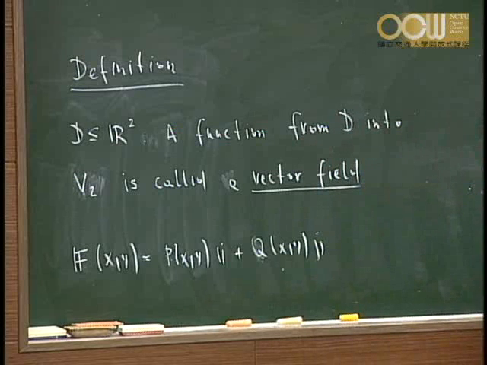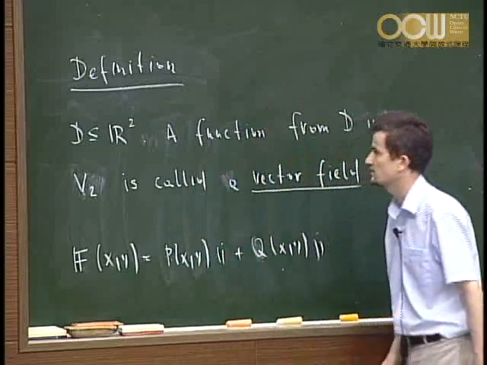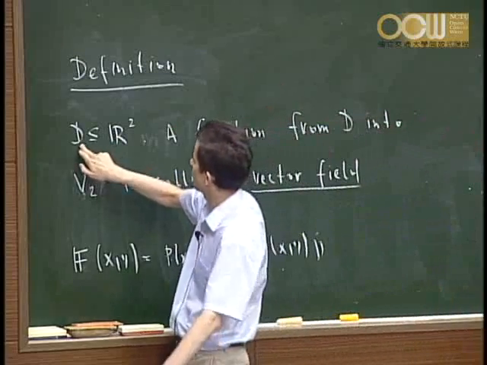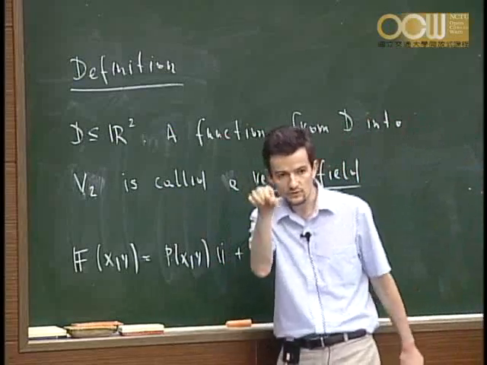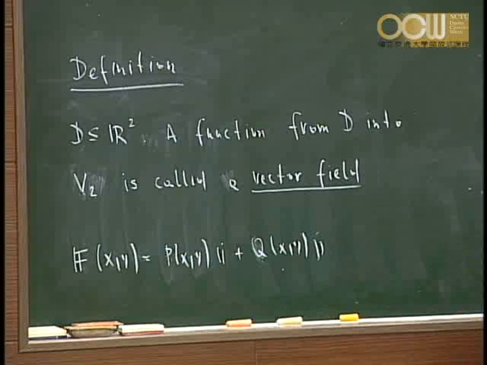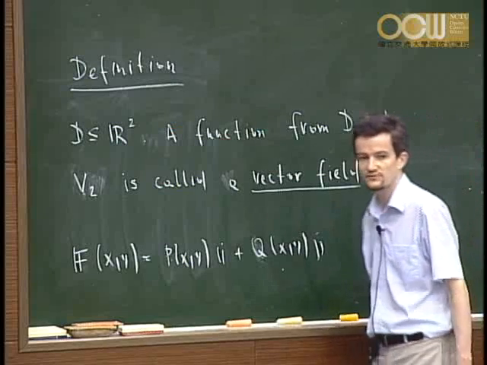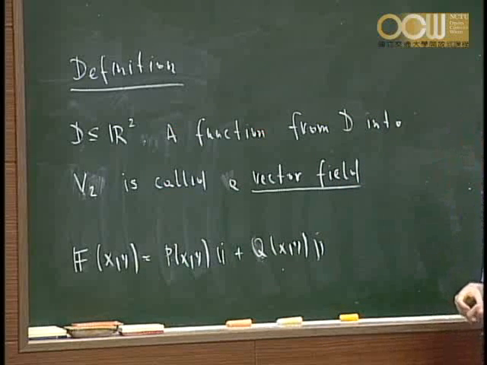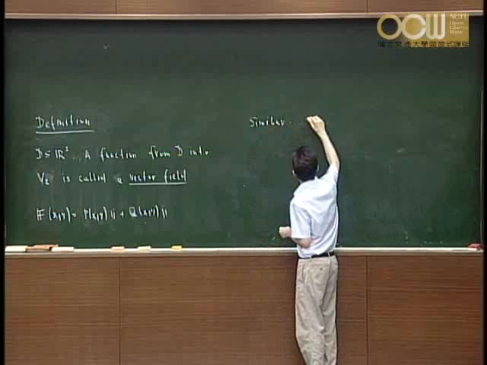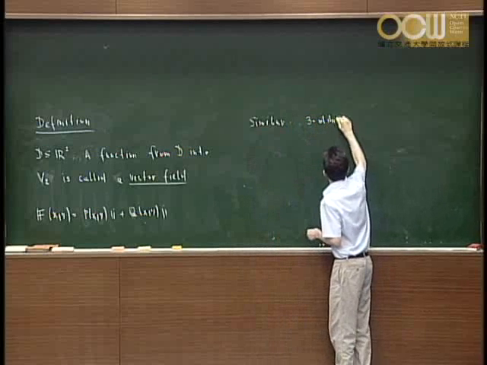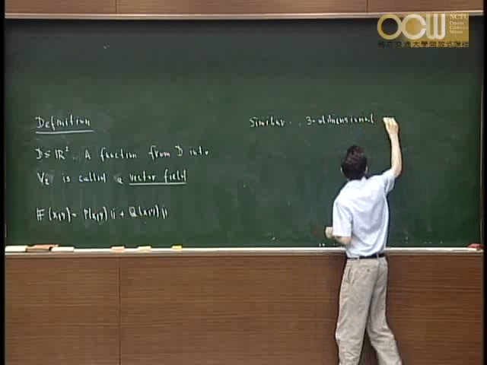So you can think about the vector field as follows: if D is equal to the whole plane, for every point in the plane you have attached a vector which tells you, for instance, at this point what the force is. Now you have the same definition for a three-dimensional vector field. So this is a two-dimensional vector field, and you have a similar one in space, a three-dimensional vector field.